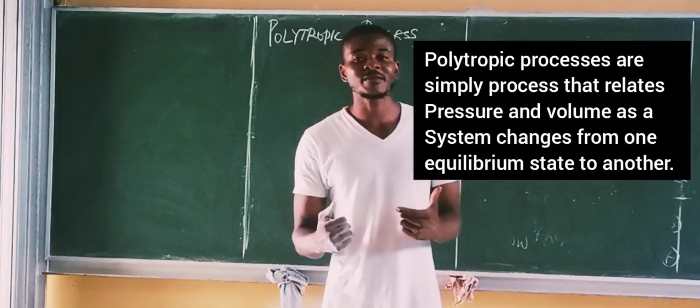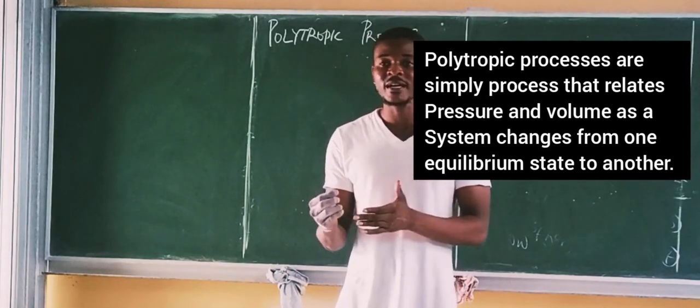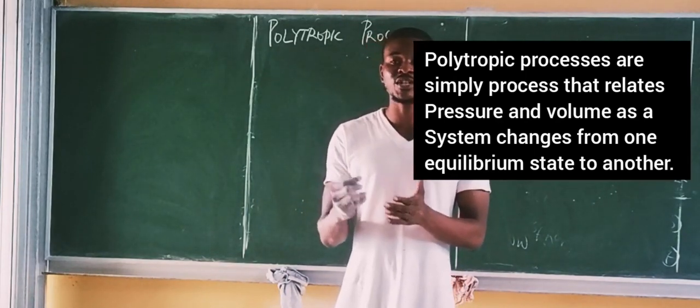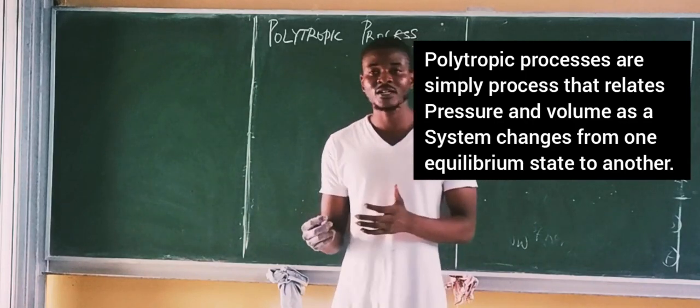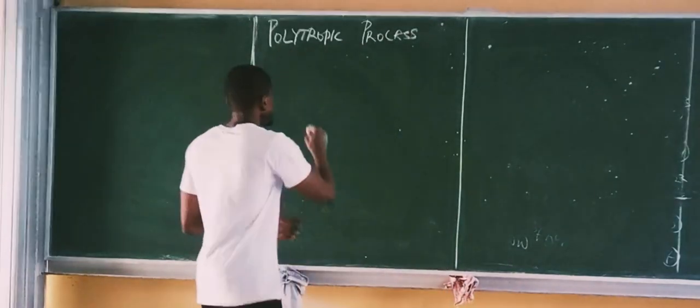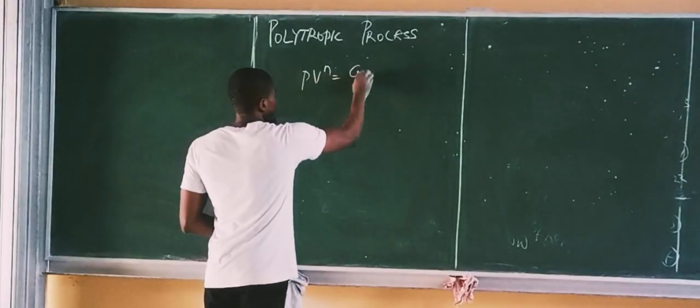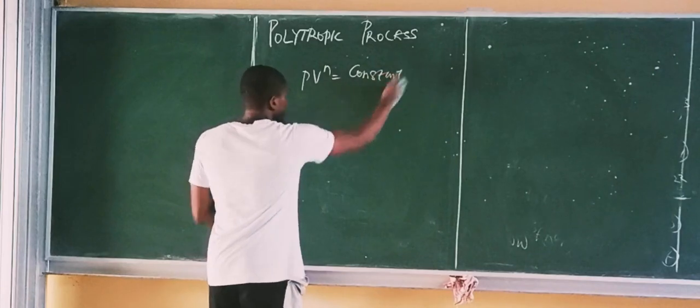Now, let's talk about polytropic processes. Polytropic processes are simply processes that relate pressure and volume as a system changes from one equilibrium state to another. It is given mathematically as PV^n equal to a constant.